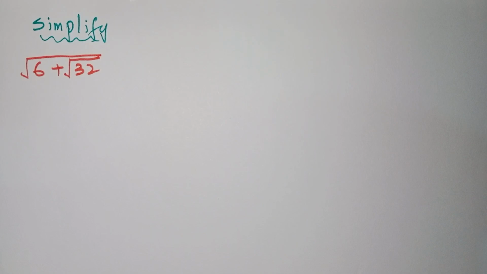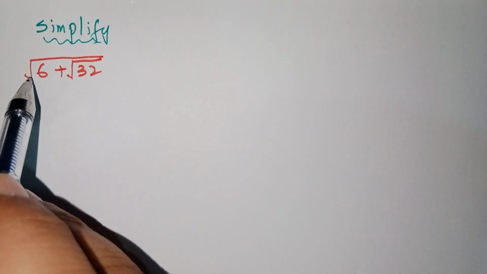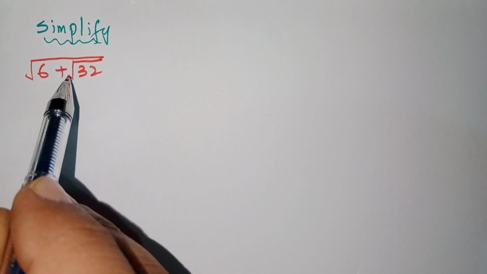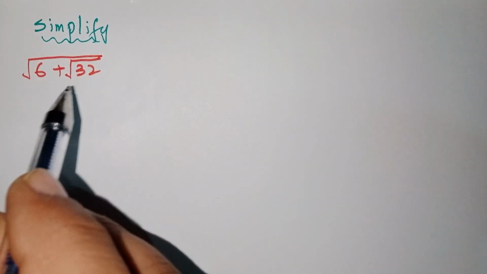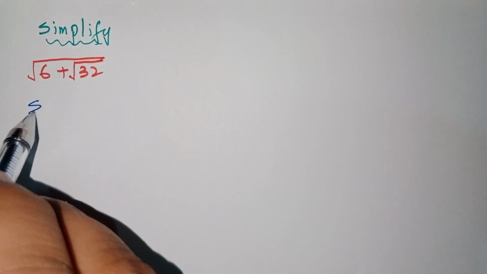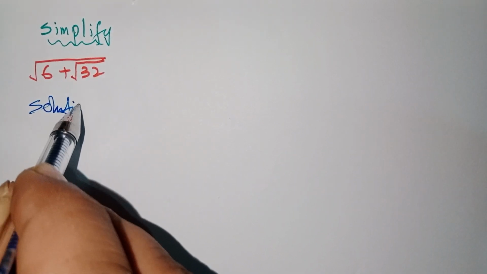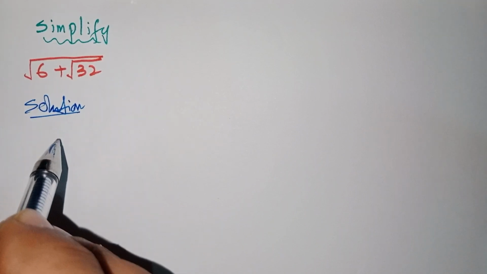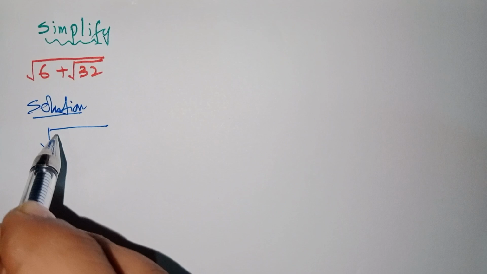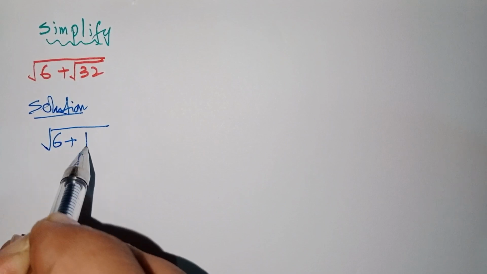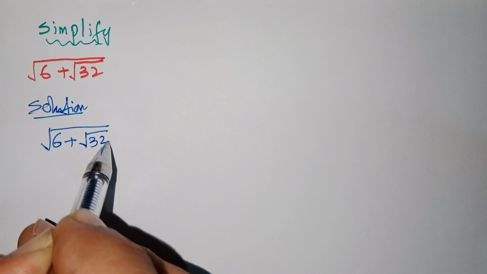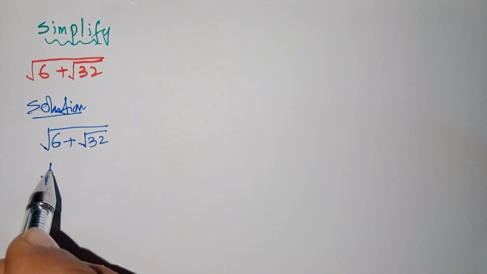Today we are going to solve square root of 6 plus square root of 32. So first of all, we have to write the solution. Now rewrite the same question: square root of 6 plus square root of 32. Now move towards the next step.